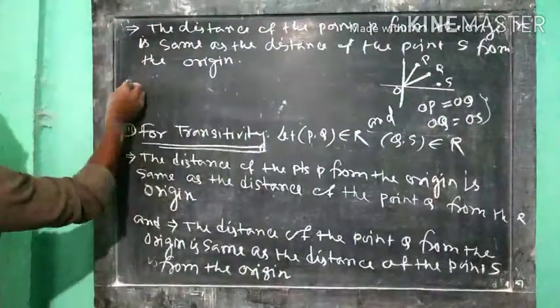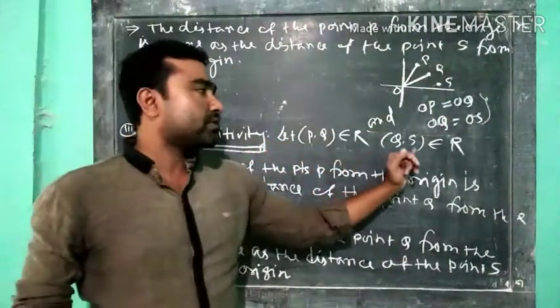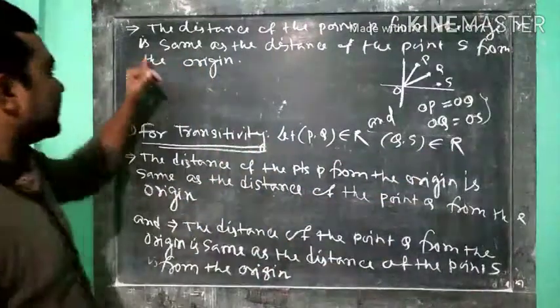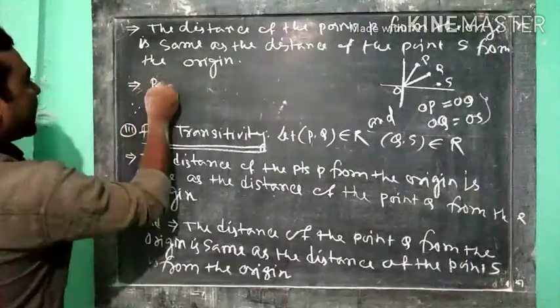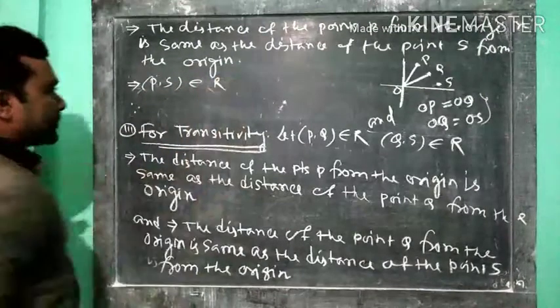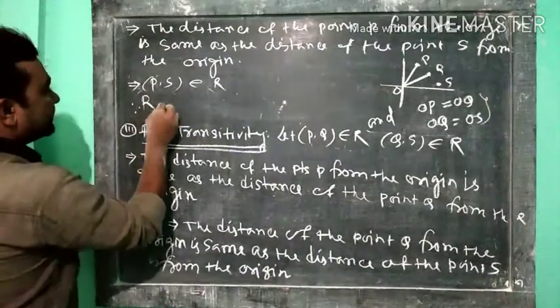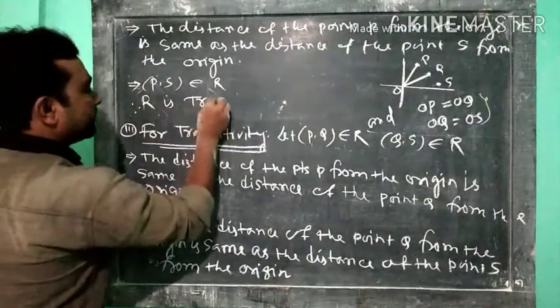So that implies that we have taken the elements P, Q belongs to R and Q, S belongs to R, and we have got that P, S also belongs to R. Since P, S belongs to R, so we say that R is transitive.